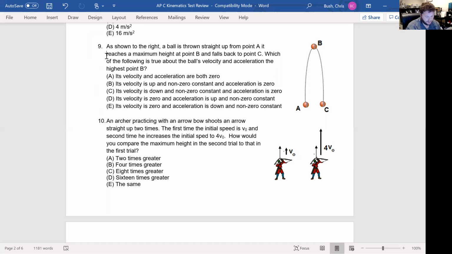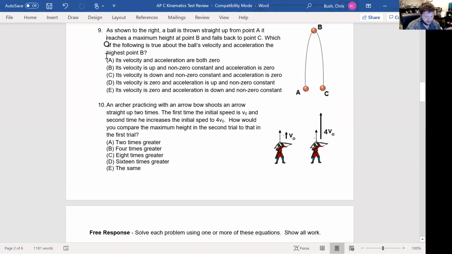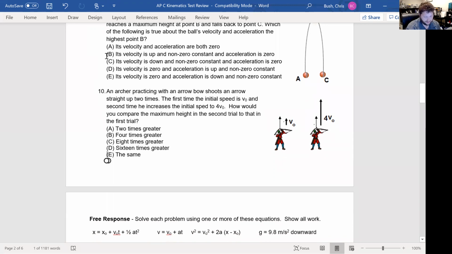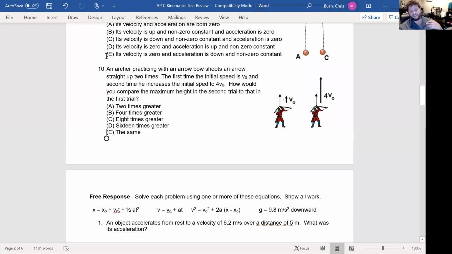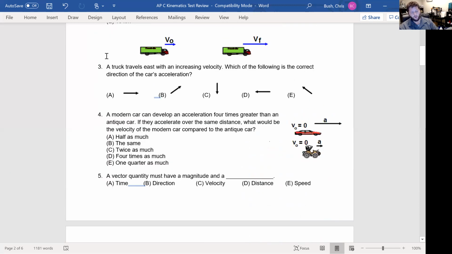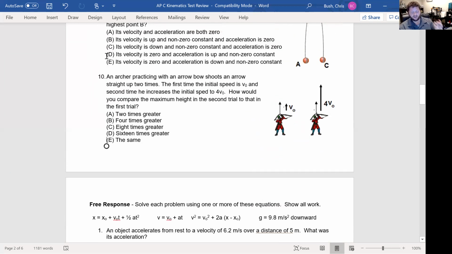Number 10, an archer practicing with a bow and arrow shoots an arrow straight up 2 times. The first time the initial speed is v0, the second time it's 4 v0. How would you compare the maximum height? So again, this is the same as number 4. You can think through this logically, and then you can also choose to make up some numbers if you want. But look, at the maximum height, your final velocity is 0, right? So we still don't have time here.